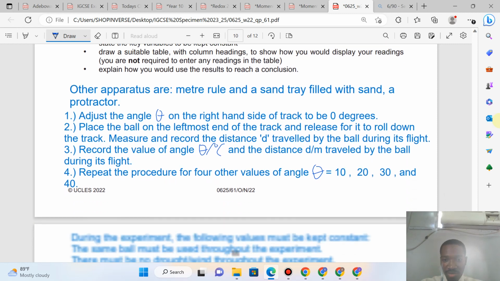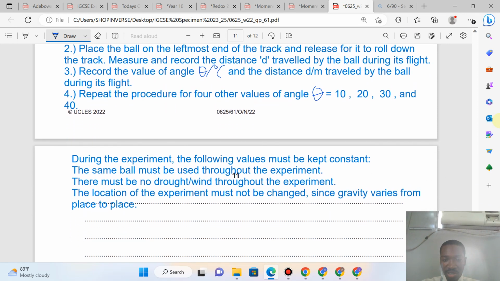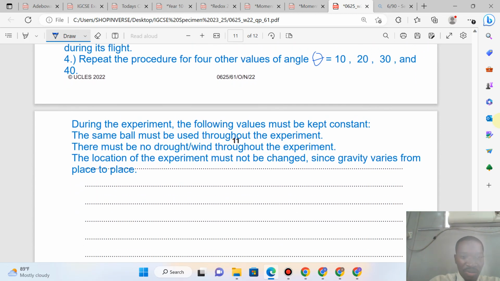Take note that the first thing you have to measure is the angle theta, right? Good. So you are using different values of angle, then you measure the distance. So the first thing you have is your angle theta, and you put your unit there. The units must be in degrees Celsius. After that, what else can you do? You can add other values to it.